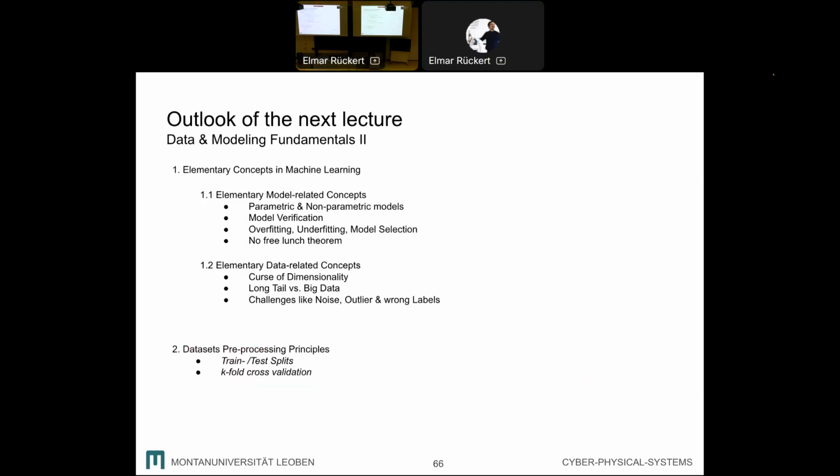With that, I would like to thank you for your attendance. Next week, I will complete this fundamental section by talking about very important machine learning concepts, problems, topics. After that, you will be able to discuss that with research colleagues, with machine learning experts, and you will know what a long tail and a big tail is and what overfitting is and all these things.